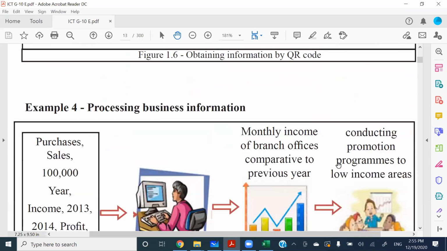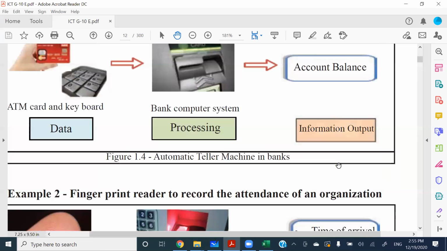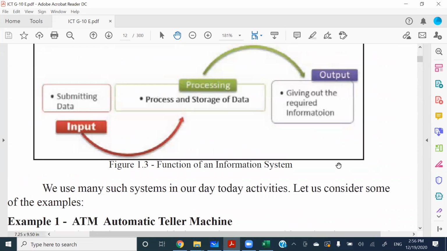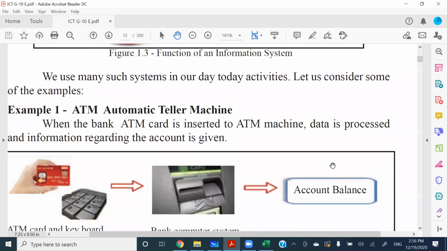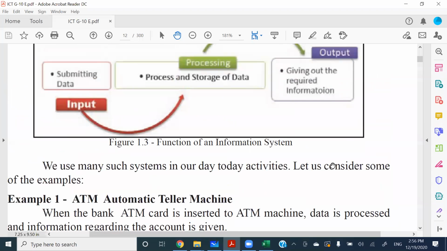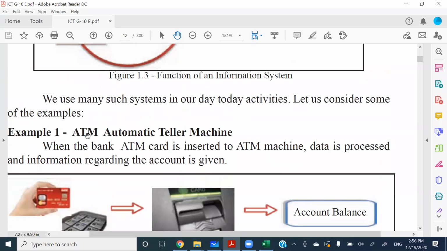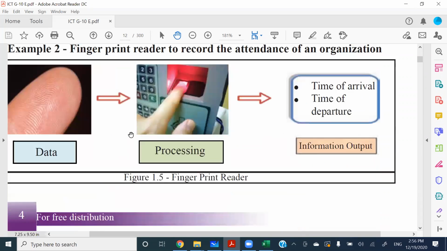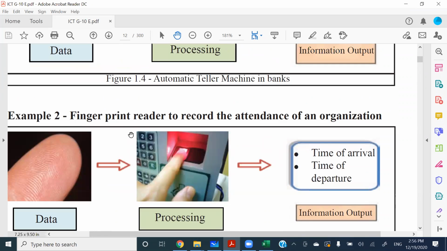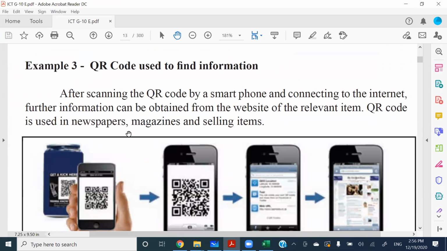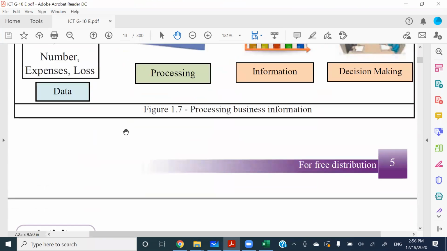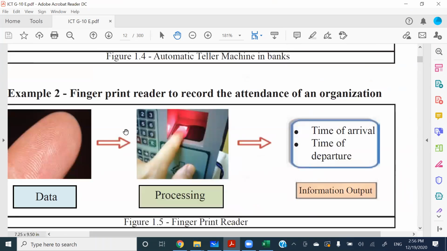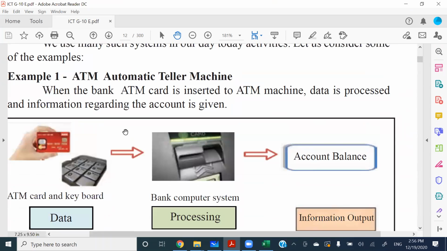Right. So now we are not going to write these examples in detail, but I want you to write down the name of the examples. You better list them down. Put example and list down: ATM, automatic teller machine; a fingerprint reader to record the attendance of the organization; QR code used to find information; and processing business information. Those can be taken as the examples, right? So let's start from here.